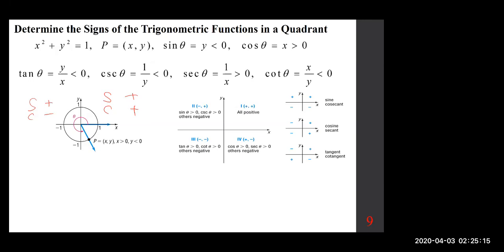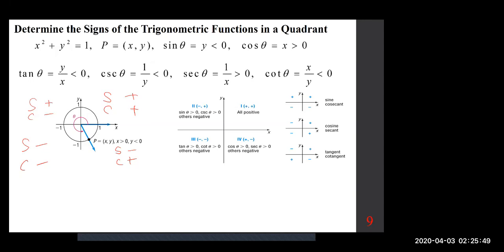In the third quadrant, both of them are negative. Sine is negative, cosine is negative. In the fourth quadrant, sine is negative and cosine is positive. Why is that? Because cosine is represented by x. As long as we remember this, we can figure out the rest of it.